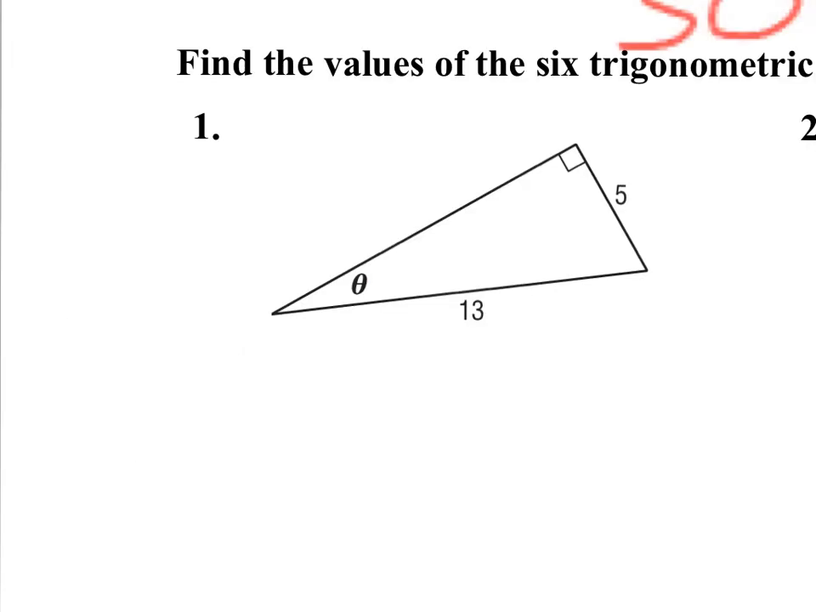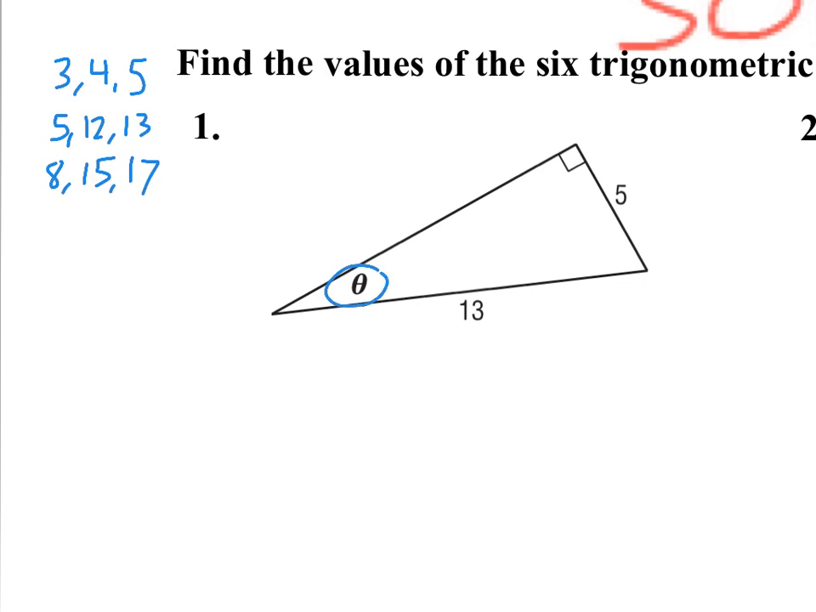All right, you might want to recall some common Pythagorean triples. The most common one is 3, 4, 5. Other common ones are 5, 12, 13, and 8, 15, 17. For number 1, we want to find the 6 trig functions of angle theta.